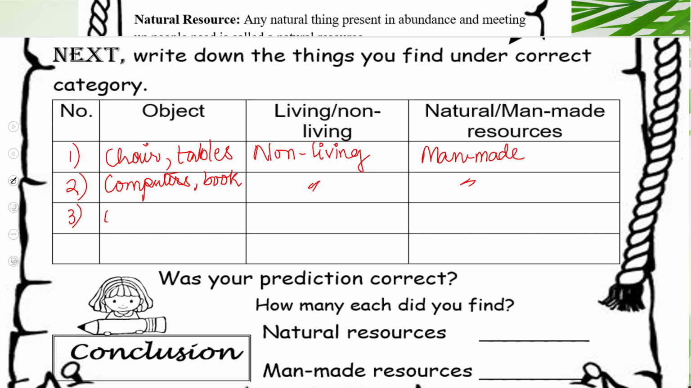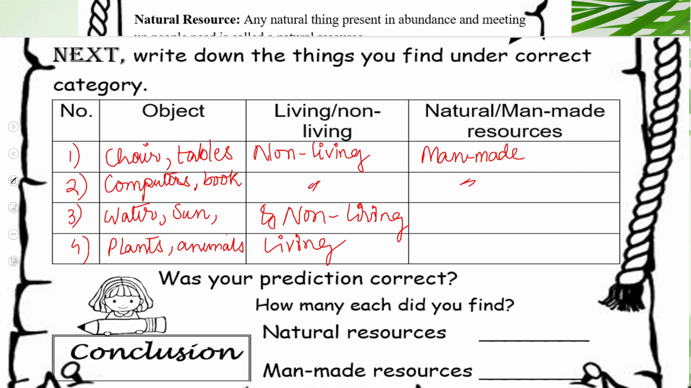Number 3, I found water, sun, plants, animals. So what are they? They are living, so these are non-living. Water and sun are non-living. Plants and animals are living. And then comes natural man-made resource. These are natural. And this is also natural.